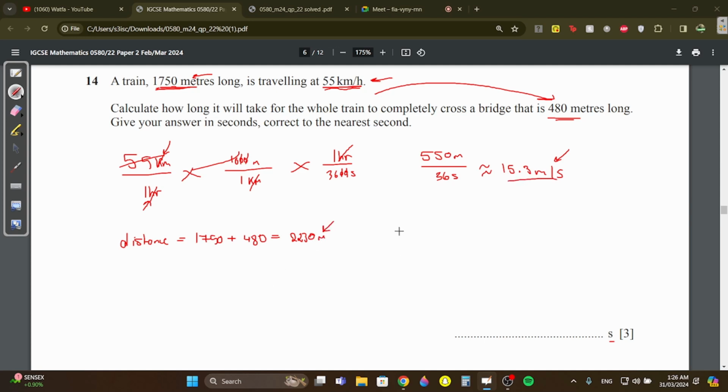Can you calculate the time? You know that time equals distance over speed. So the time in this case would be equal to the distance 2230 divided by 15.3, and on the calculator you're going to get 145.75, and then it's a decimal. But they want it to the nearest second. If you round this to the nearest second, you round the 5, it's going to become 146 seconds. So your answer is 146.